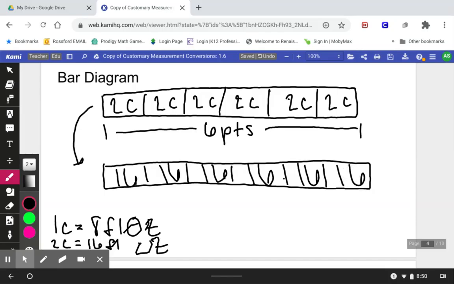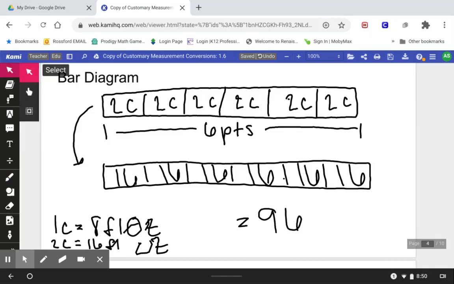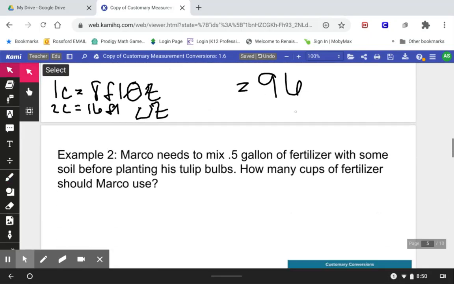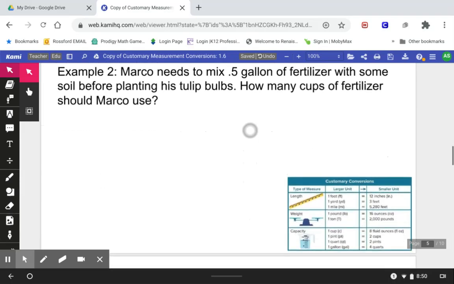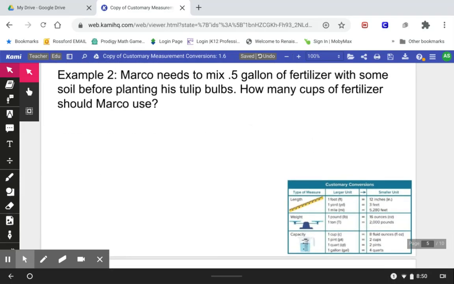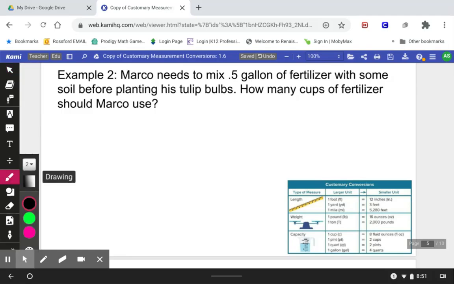All right. And then 16 times 6, like we previously did, was 96. All right, let's go ahead and try another example. Marco needs to mix half a gallon of fertilizer with some soil before planting his tulip bulbs. How many cups of fertilizer should Marco use?